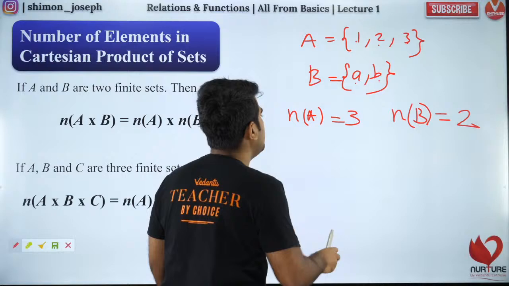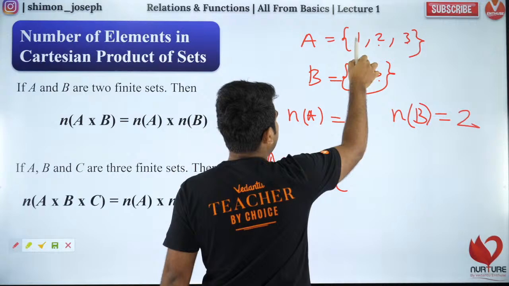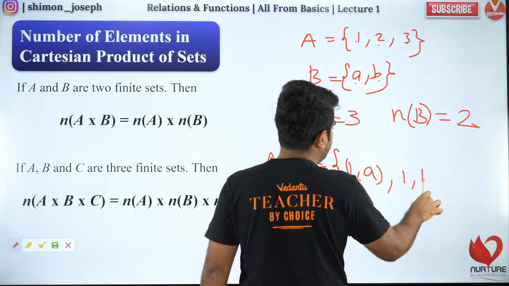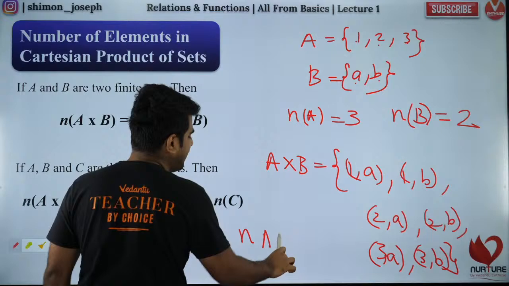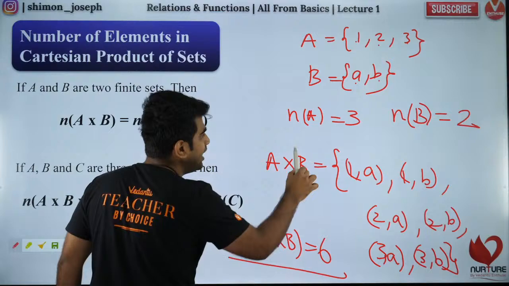A cross B is nothing but all the ordered pairs (a, b) where small a belongs to A and small b belongs to B. So it'll be (1, a), then (1, b), then (2, a), then (2, b), then (3, a), (3, b). Are you all clear with it? So how many elements does A cross B have? The number of elements in A cross B is equal to 6. So can I say this 6 is coming from n(A) into n(B)? That's the formula. Did you all like it?